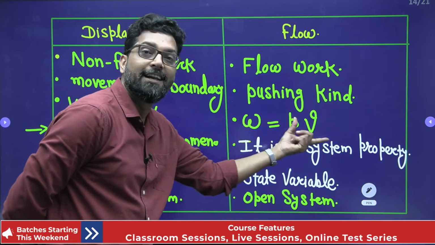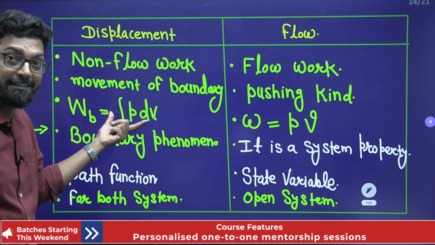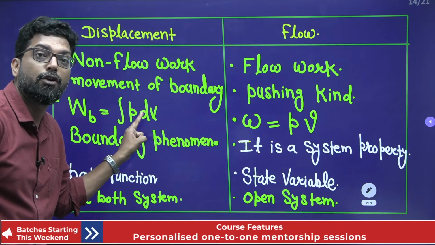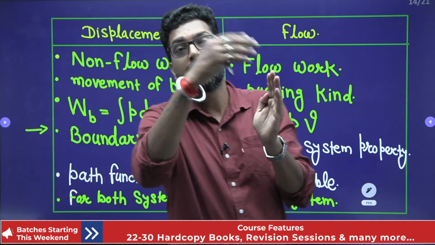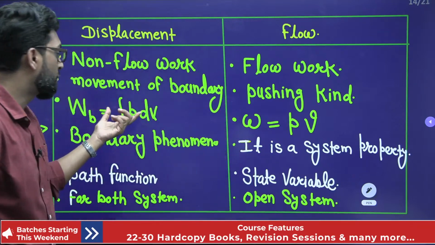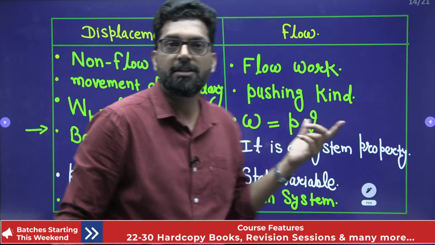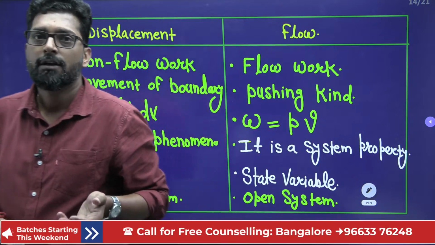So it is a property relation, like PV equal to MRT. But it is not a property relation. Why? Because pressure is a function of volume. It is dependent upon the path. As the volume changes, accordingly the pressure will change. And as the pressure changes, accordingly the volume will change. So it is not a property. It is a path. It is a boundary phenomenon. Is it clear? Anything to ask?